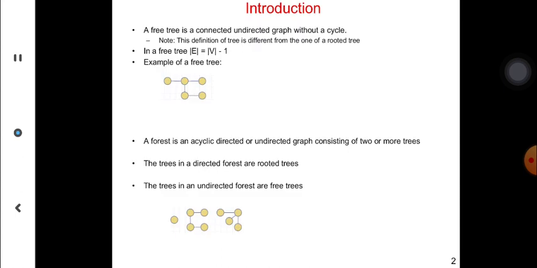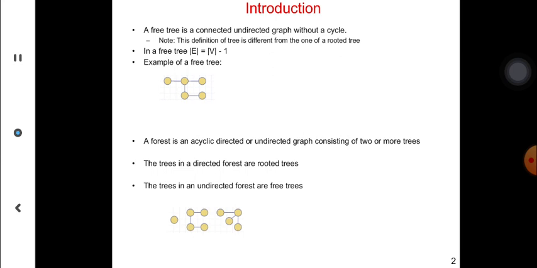Now, introduction. You remember in trees we traverse in-order, pre-order and post-order. And exactly when we look at it, a free tree is basically a connected undirected graph. In a free tree, an example of a free tree is like this. You have some vertices and there are connections.